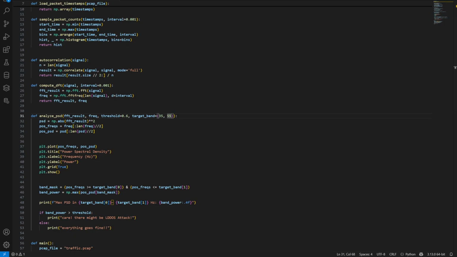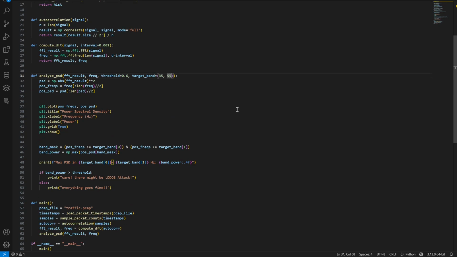After this part, we do the DFT, the discrete Fourier transform, to convert the autocorrelation output into the frequency domain using FFT. This will reveal the energy distribution across different frequencies. The reason is that LDDoS traffic, being periodic as I just said, produces a strong frequency peak in the low frequency range, but normal traffic spreads its energy across frequencies and will not produce that.